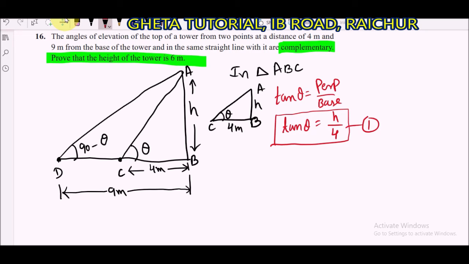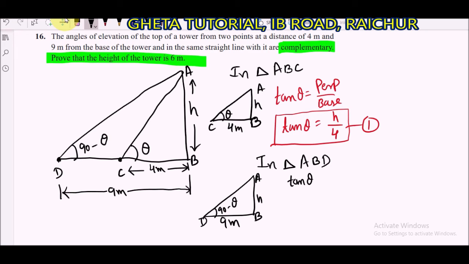Now another triangle. In triangle ABD, BD is 9 meter, this is the height h, and the angle is 90 minus theta. So tan of the angle is equal to perpendicular by base. So tan 90 minus theta is h by 9.